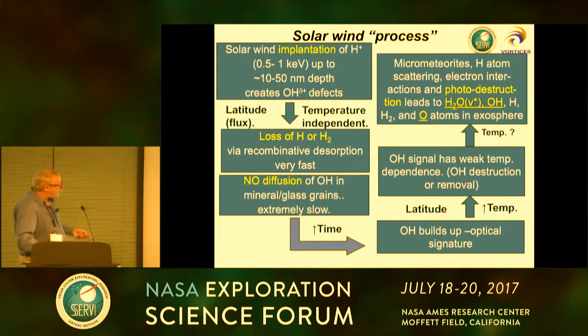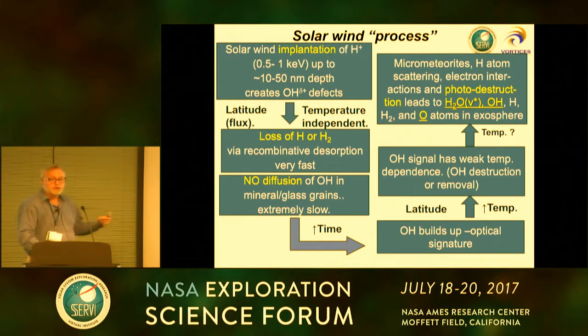And then there's sort of this weak temperature dependence of this. And so we're wondering, what is that weak temperature dependence? What is the temperature doing? Well, what you have to deal with is there's a diminution of the signal with temperature and latitude. And we think this is a very simple temperature dependence of this first order destruction process, which I already told you is due to H-atom scatterings, electron interactions, or photodestruction, which can make OH and O atoms.